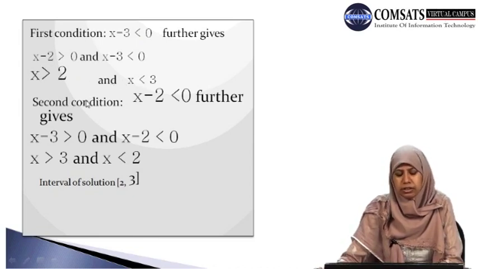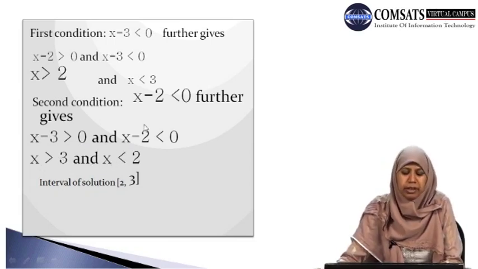The second condition, where the factor x minus 2 is less than 0, gives us that the second factor x minus 3 is positive, and after simplification we see that x is greater than 3 and x is less than 2. So combining all these inequalities, we see that the interval of solution, or the points where this inequality holds, is the closed interval 2 to 3, that is including endpoint 2 and including endpoint 3.